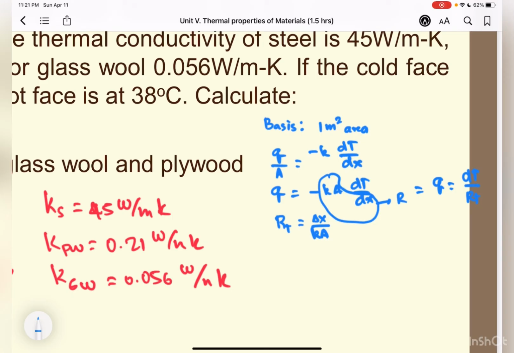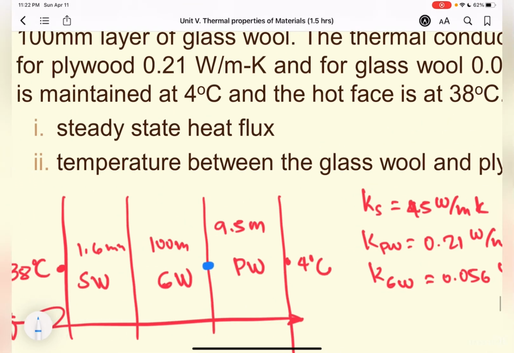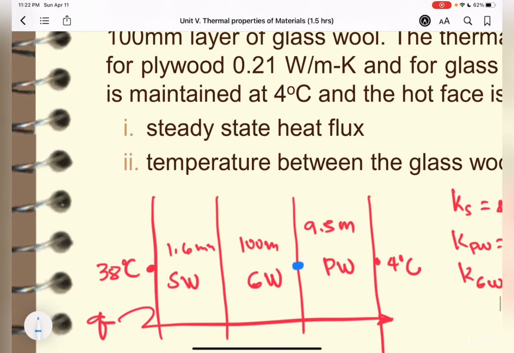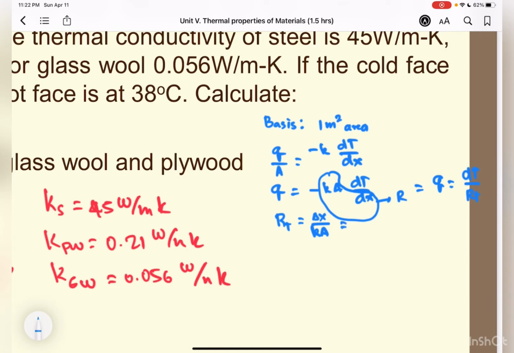Okay, now let's take a look at the resistance. Since the wall is in series, therefore resistance of the steel wall plus resistance of the glass wool plus resistance of your plywood would be your total resistances. So that is resistance of the steel wall, resistance of the glass wool plus the resistance of the plywood. Okay, let's take a look.